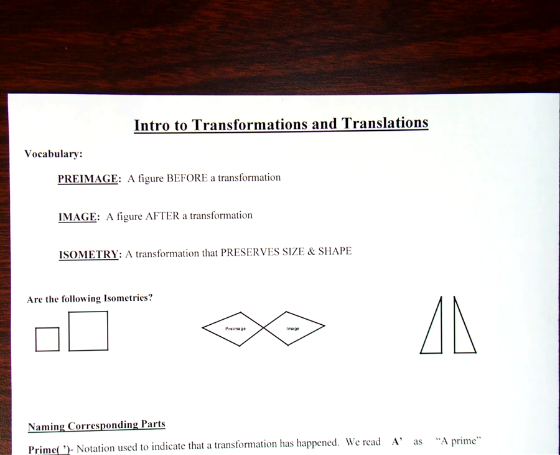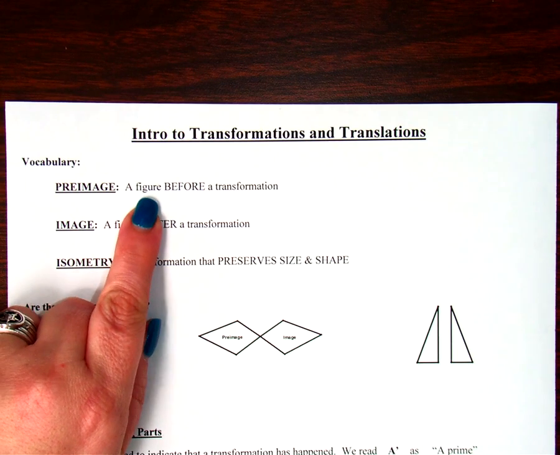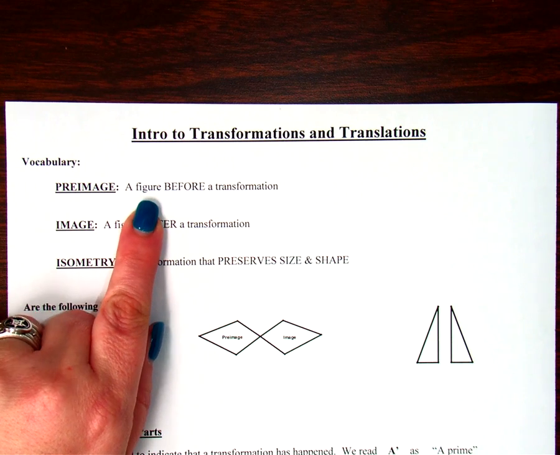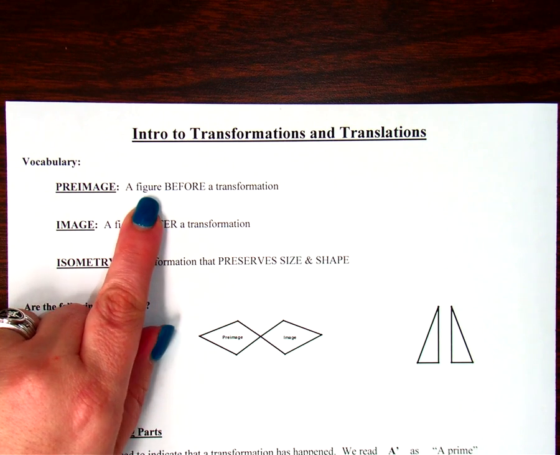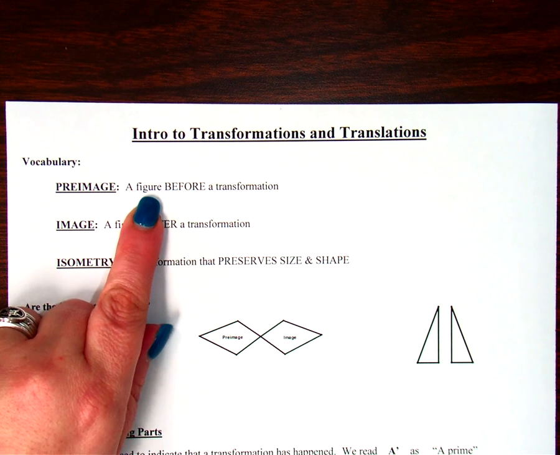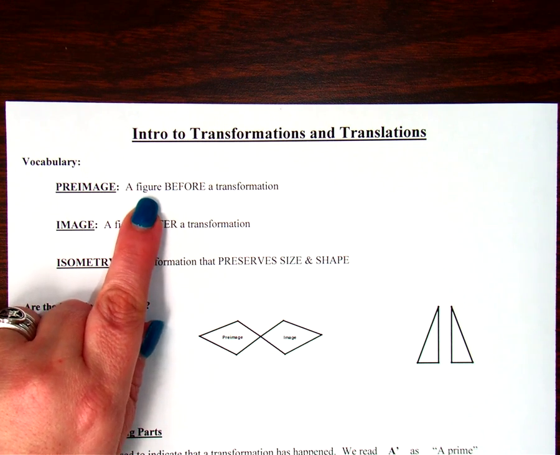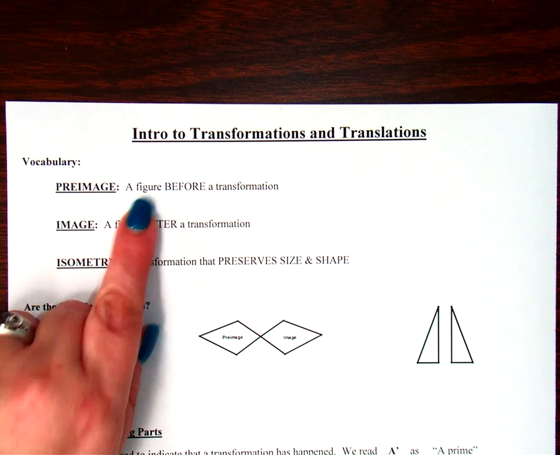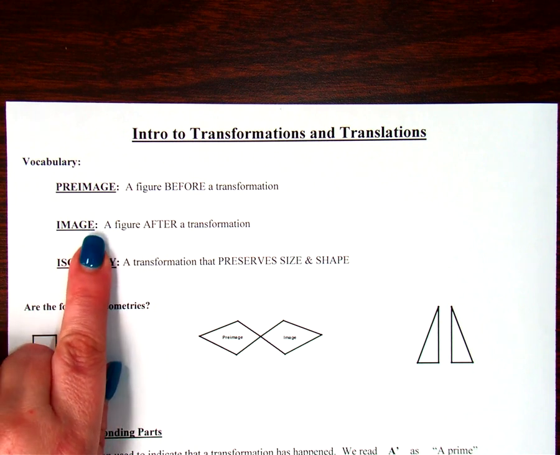Some important vocabulary that we need to begin with are the words pre-image, image, and isometry. Your pre-image is your figure before you've done a transformation. So before you've slid something, rotated something, reflected something, dilated something. That's your pre-image before you've done anything to it. Your image is your figure after you've translated it, reflected it, rotated.